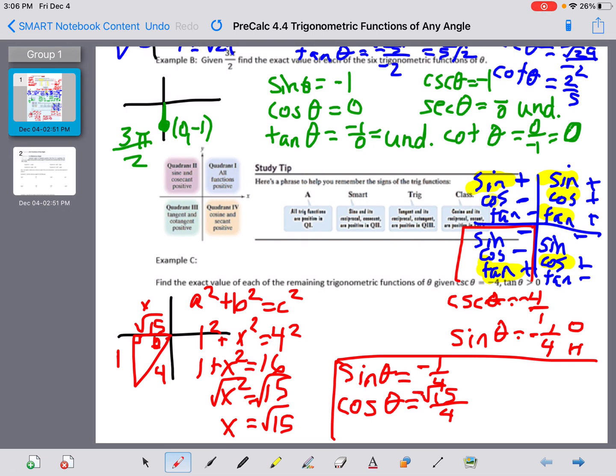And in fact, what I probably should do is just put a negative on my 1 and a negative on my 15, square root of 15, and it'll help keep me on track for my signs. Tangent of theta. Well, I can either look at my picture and go opposite over adjacent, or I can do my sine over cosine, either way you want to think about it. So I get -1 over negative square root of 15. I know I can't leave it that way, so I rationalize. And they're going to be positive because of the two negatives. I get the square root of 15 over 15.